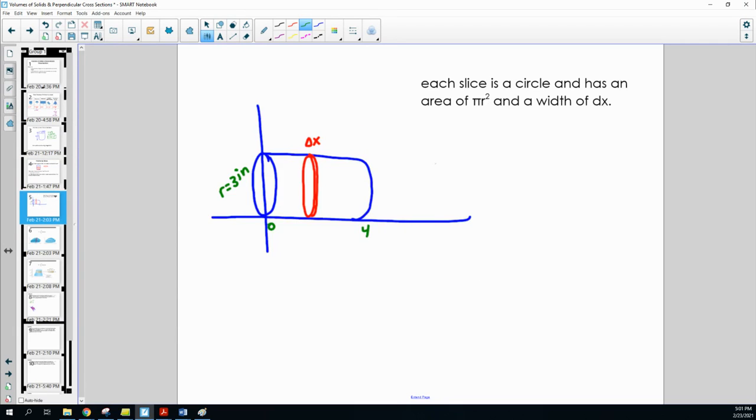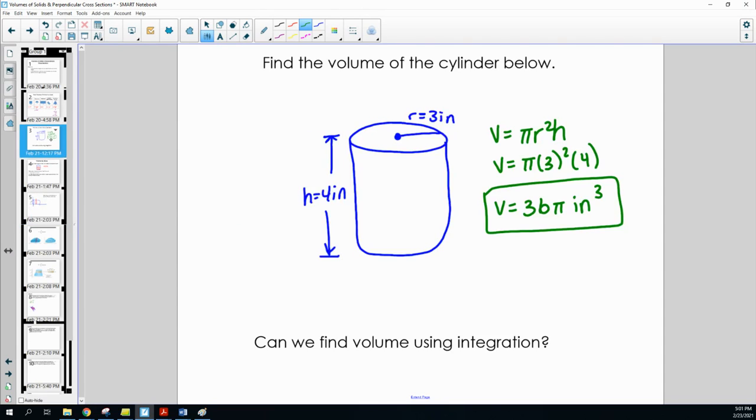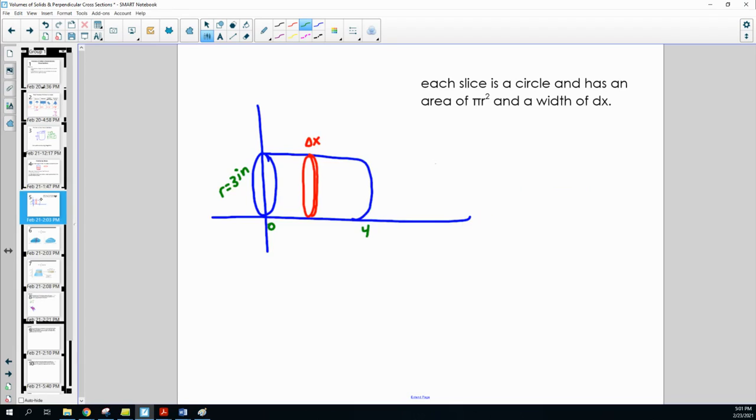I'm drawing the same exact picture. It's the same cylinder with a radius of 3 and a height of 4, but now I'm drawing it laying on its side. Here's the height of 4, here's the radius of 3. Now when I draw it this way, I'm making these little cuts and slices. I can see here that I have the little disc, which is my slice. It has a circle as a face, and then I have the delta x, which is just my dx, that's my width. Notice each slice is a circle and has an area of pi r squared and a width of dx. So let's write this as an integral.